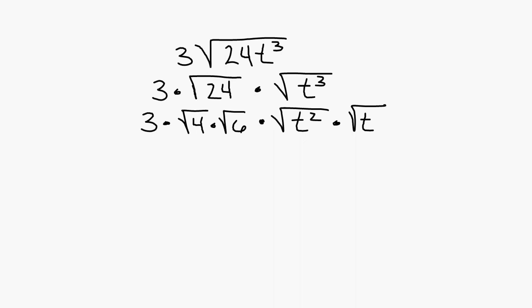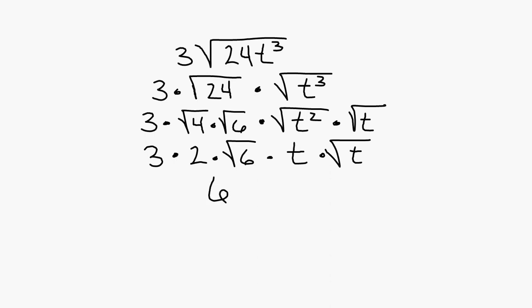Simplify your perfect squares. 3 times 2 times square root of 6 times square root of t squared, t times square root of t. So outside of the radical, you got a 3 times a 2 times a t, which is a 6t. And inside the radical, you get a 6 times a t, which is a 6t. Wow, that's cool. And that is your simplest form, ladies and gentlemen.